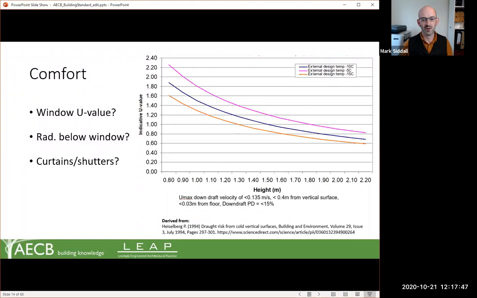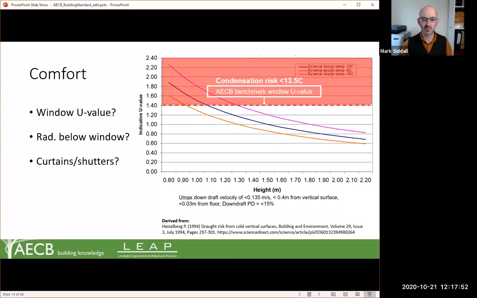Now, this might work purely in the context of avoiding drafts and discomfort, but we've also got to be mindful of condensation risks. The AECB Building Standard has a backstop U value of 1.4 for its windows, and that ties in neatly with avoiding condensation risks. So the U values that are above 1.4 are excluded from use. Your maximum window U value would be 1.4.